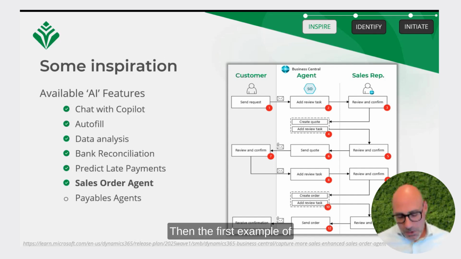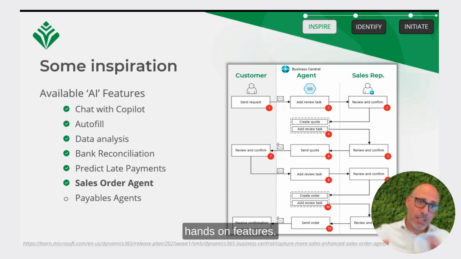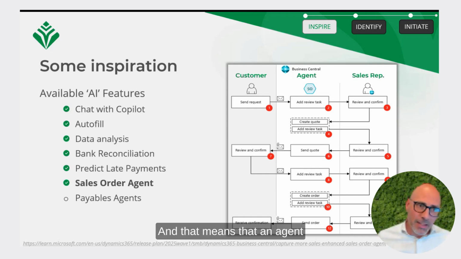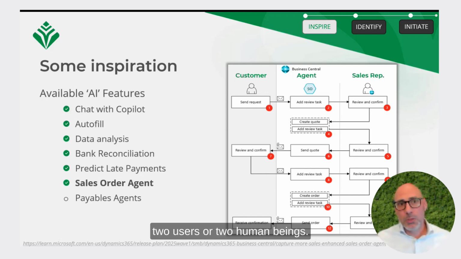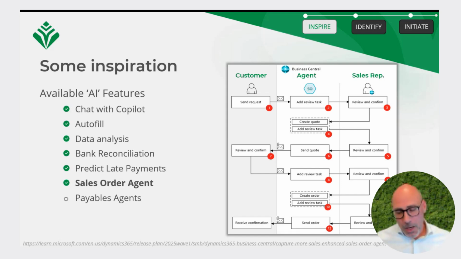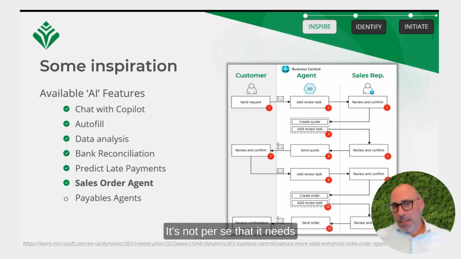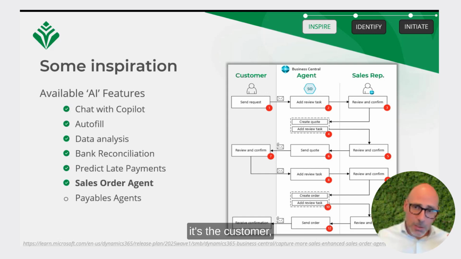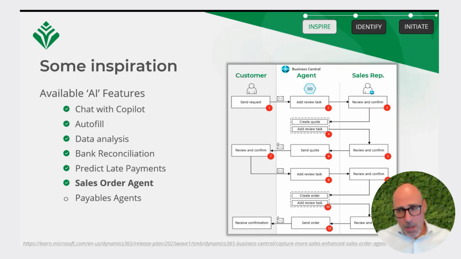Then the first example of an actual agent, because what we saw so far are more hands-on features. Now an agent is, I would say, the next step. And that means that an agent can actually handle in between two users or two human beings. It's not per se that it needs to be like that, because it can also automate without, for instance, in this case, the customer. But in this case, you can see it's the customer, it's the agent, and it's the sales rep.